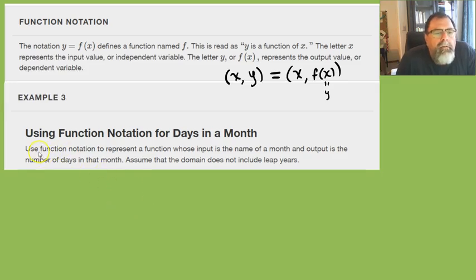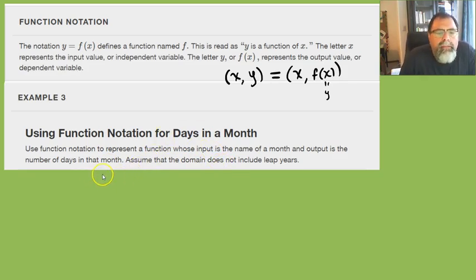Okay, so example 3, using function notation for days in the month. Use function notation to represent a function whose input is the name of the month. So the input value, the x, is going to be months: January, February, March, and so on. The output value is the number of days in that month. Assume that the domain does not include leap years.